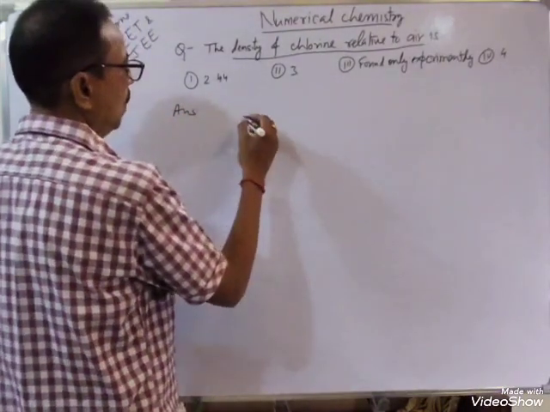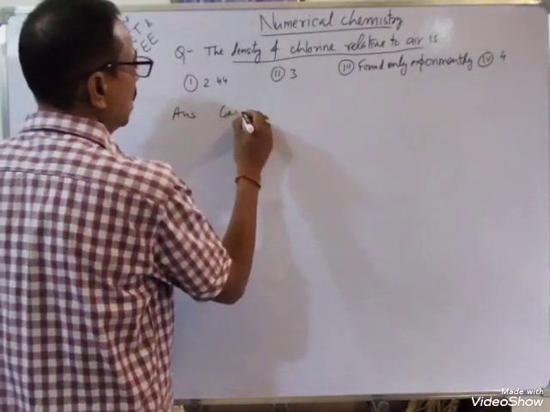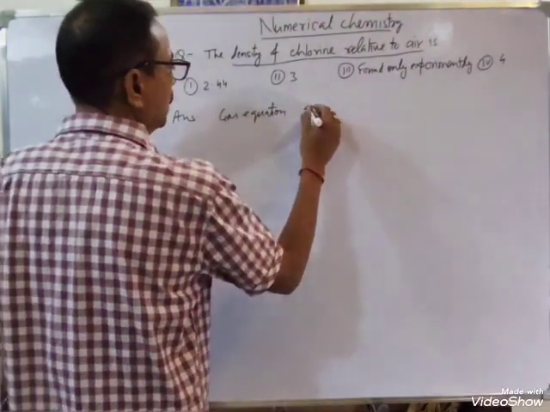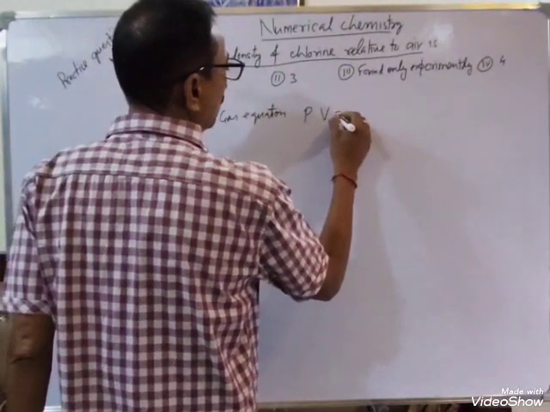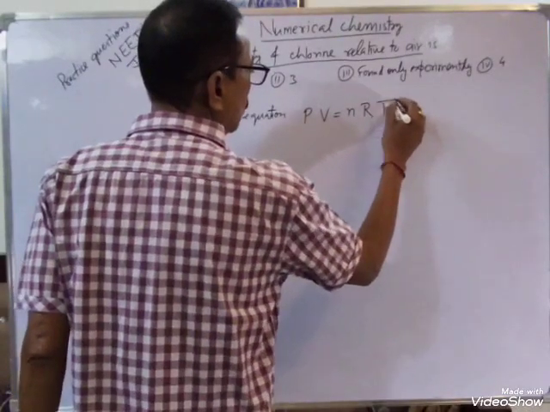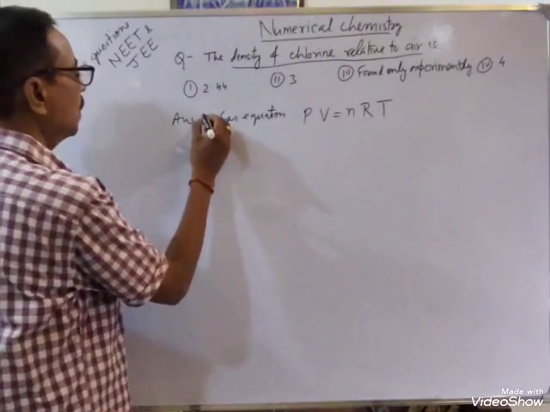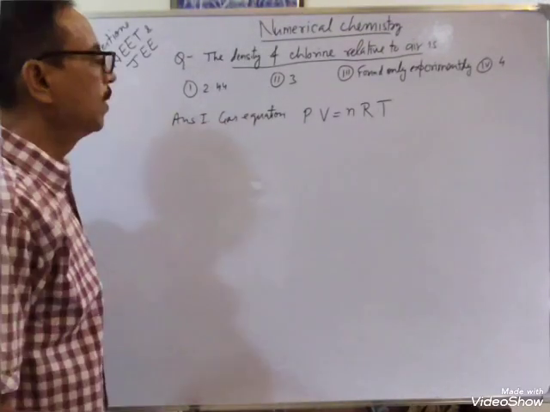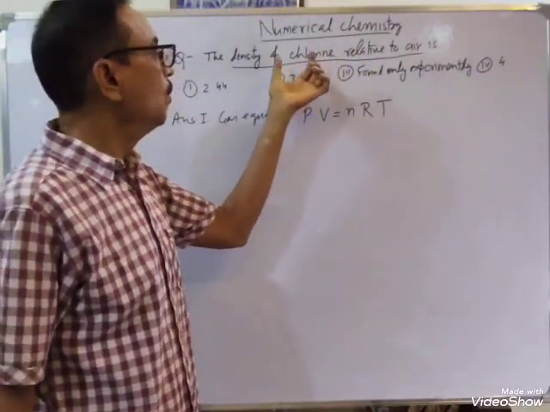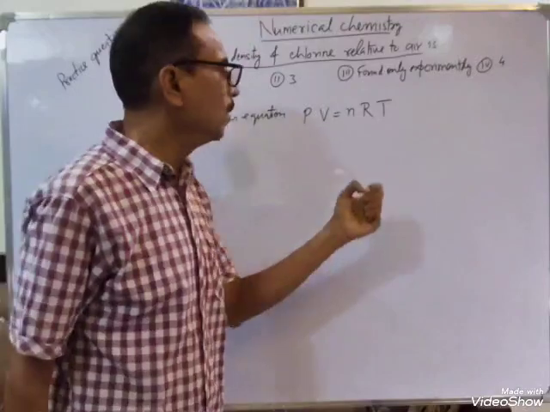You know the ideal gas equation. Gas equation: pressure into volume equal to n, number of moles, gas constant into temperature. This is the ideal gas equation. So all the gases which are not compressible, all the gases follow this rule.